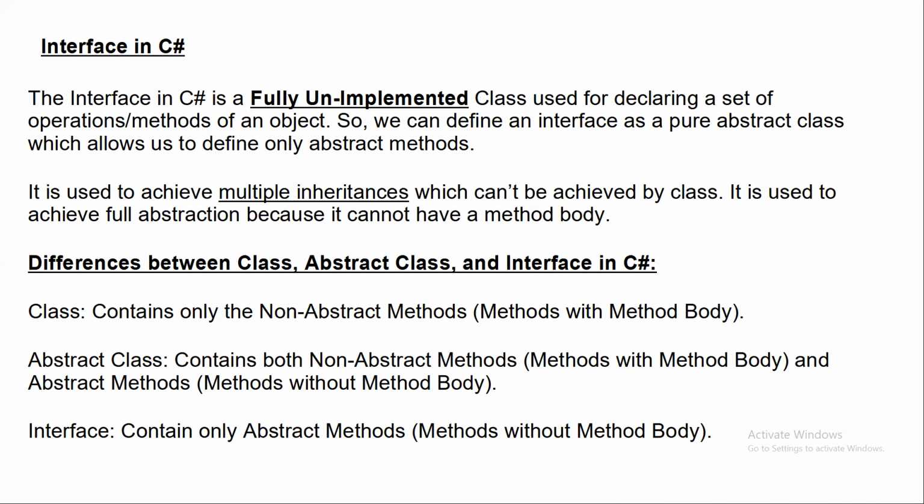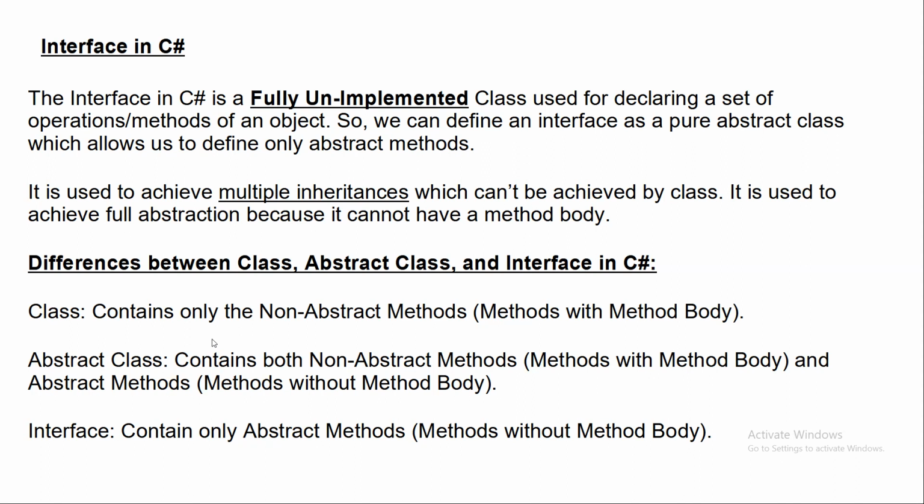So why did they come up with interfaces? Basically to achieve the multiple inheritance concept. As I told you earlier, C# doesn't support multiple inheritance through classes. That's why they introduced the interface concept. Through an interface you can achieve multiple inheritance. So now you see the difference. We have class, we have abstract class, we have interface, right?